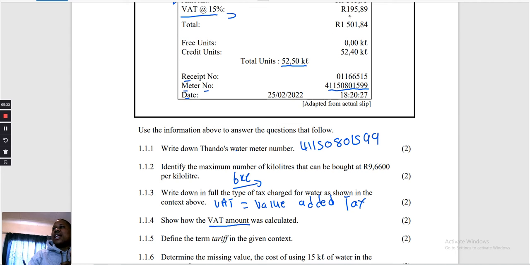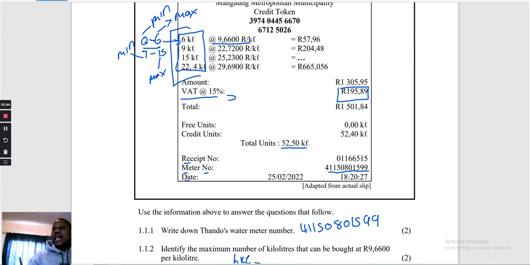Then they say show how the VAT amount was calculated. So when we look at our VAT amount, it is 195.89. What you have to know is that you cannot use the total before the VAT, so we cannot use this amount; we need to use this total. This amount is a VAT exclusive amount.